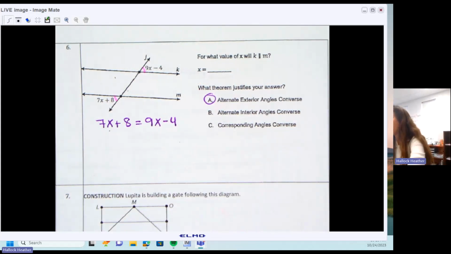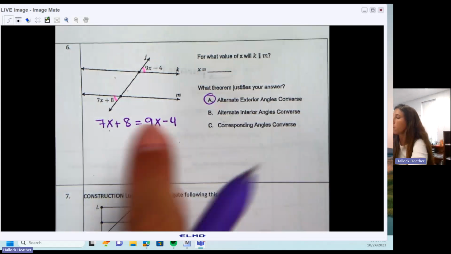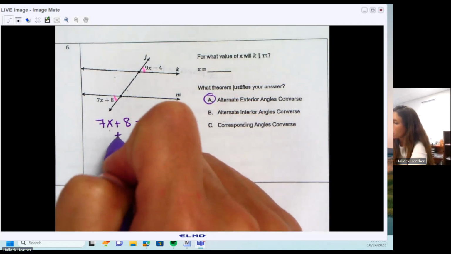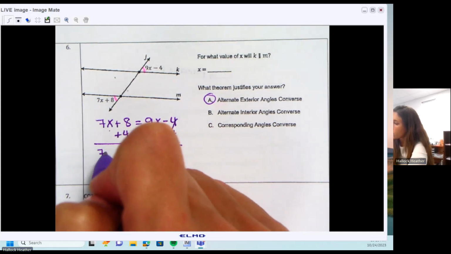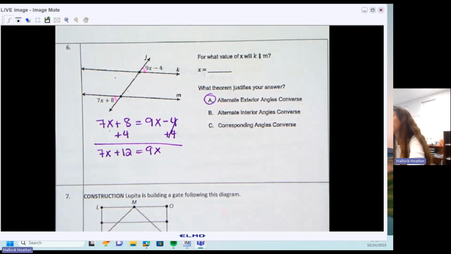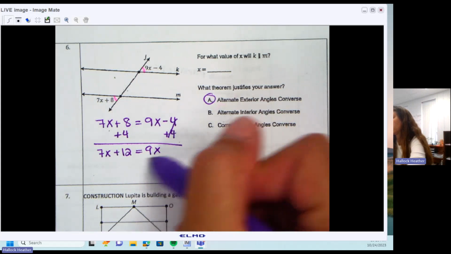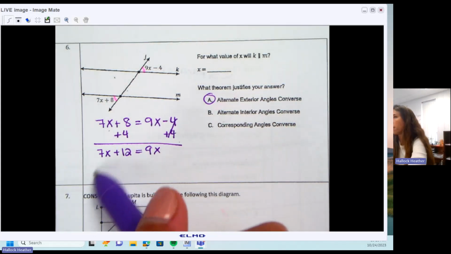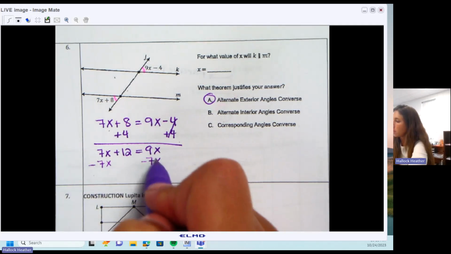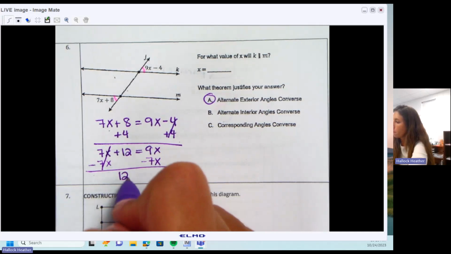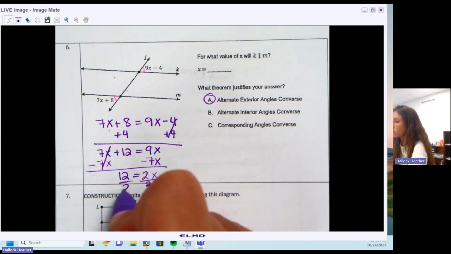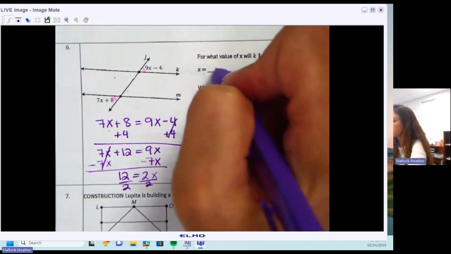And now you get to pick what you want to move. I'm going to move the -4 because it says minus, so I'm going to add it. Numbers have to go with numbers, so I'm going to add it to the 8. So 7x plus 12 equals 9x. Because I moved my 4 from the right to the left, I'm going to move my x from the left to the right. So I'm going to minus 7x, minus 7x. So 12 equals 9 minus 7, which is 2x. Divide by 2, divide by 2, x equals 6.